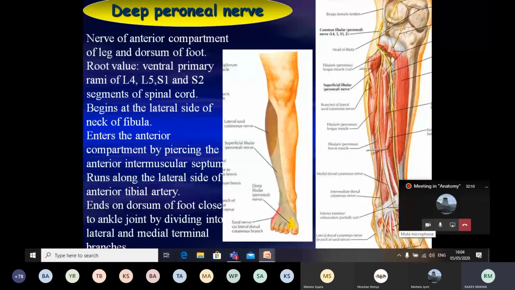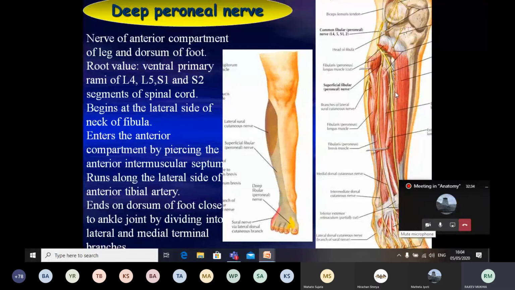The root value is ventral rami of L4, L5, S1 and S2. You have to remember the root value for this deep peroneal nerve. It is coming from the ventral rami of L4, L5, S1 and S2 segments of the spinal cord. Now it begins from the lateral side of the neck of the fibula. So on the lateral side of the neck of the fibula, there is the division of the common peroneal nerve into deep peroneal nerve and superficial peroneal nerve.